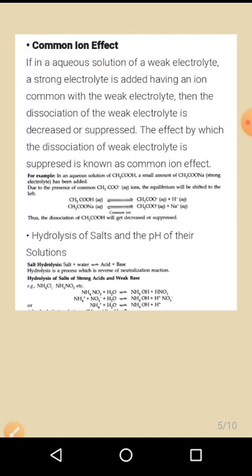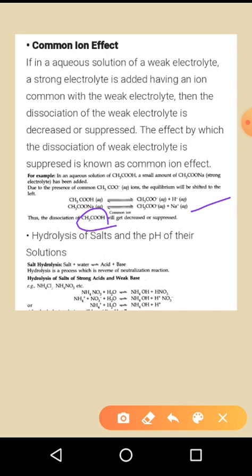Due to the presence of this common ion, that is CH3COO minus, the equilibrium will shift to the left side. CH3COOH will dissociate into CH3COO minus plus H plus, and CH3COONa will dissociate into CH3COO minus plus Na plus. Thus the dissociation of CH3COOH will get decreased or suppressed.